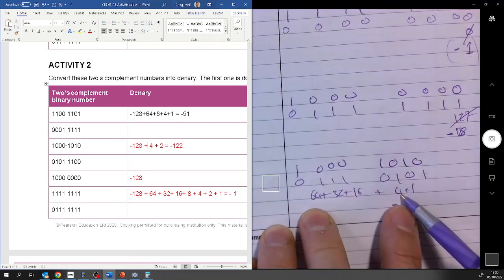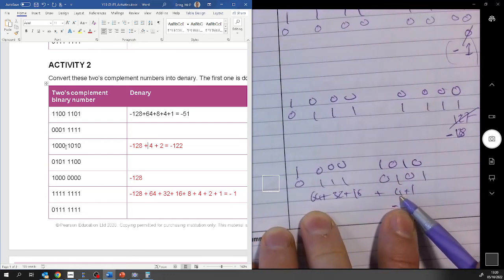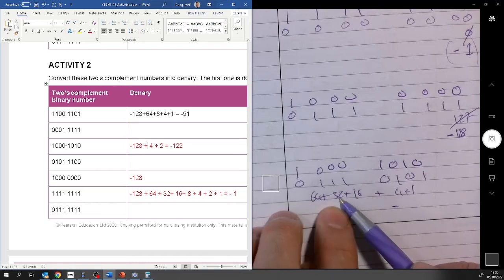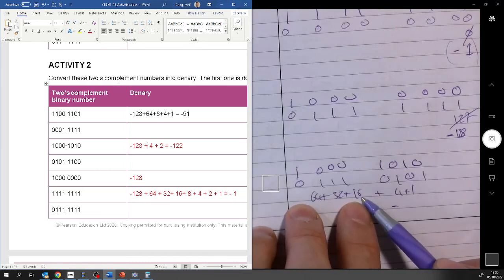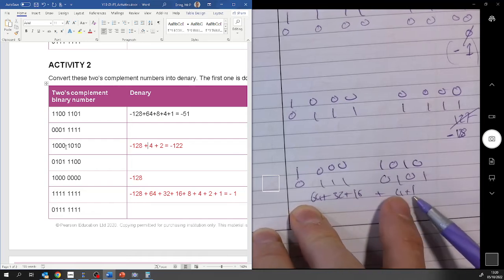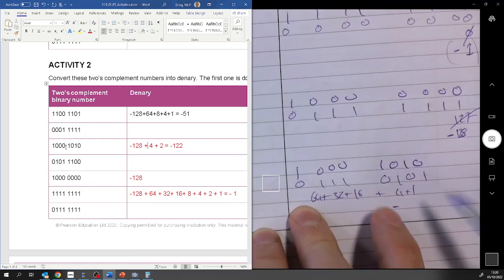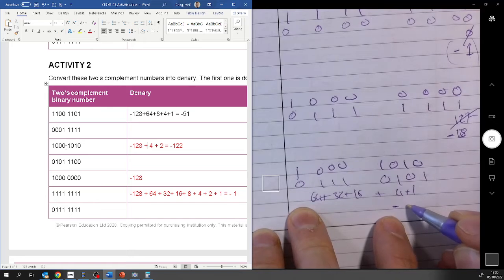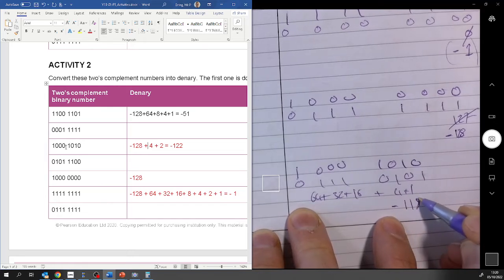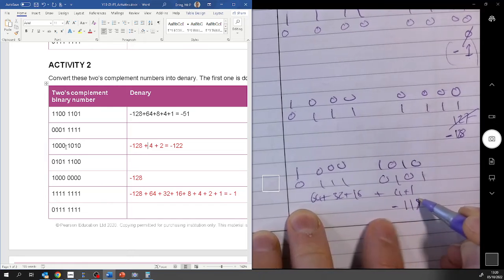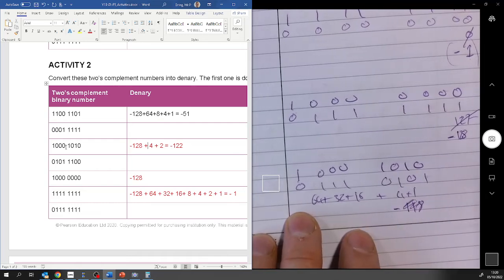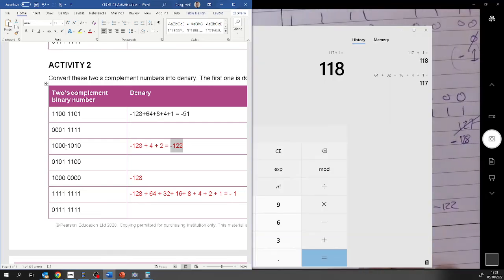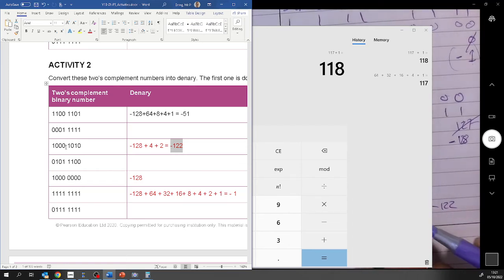Sometimes it's faster this way, sometimes it's slower this way. It's just a different way of working. So 64 plus 32 is 96. This is going to be 106. No, 112. Have I got that right? I don't know. 112 plus 5 is 117. Add 1 is 118. Have I got that right? No. I've messed up somewhere with my maths, haven't I? Yeah, sorry, I got the 8 instead of a 4.